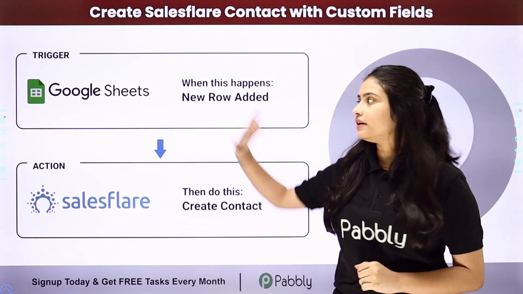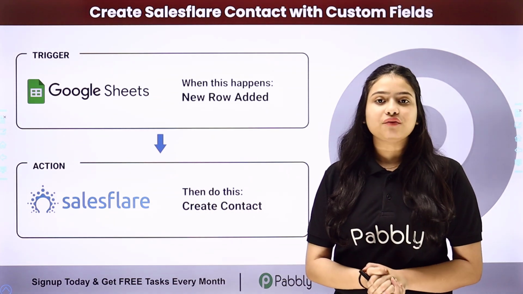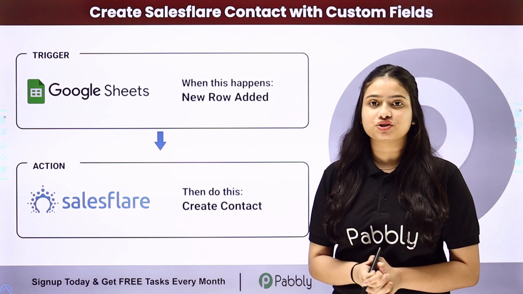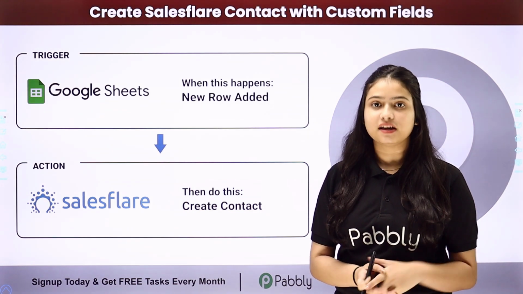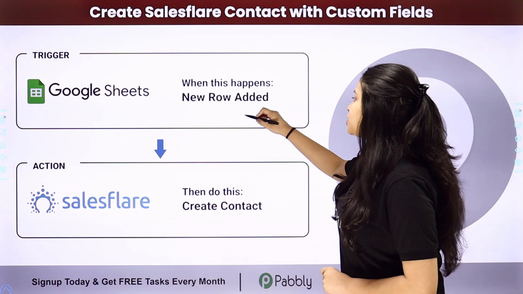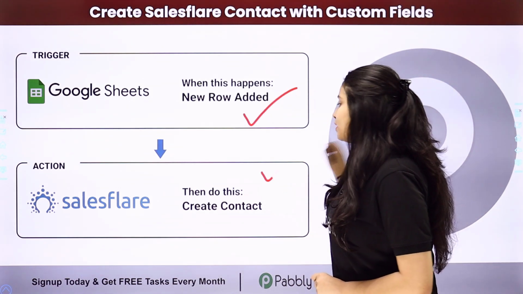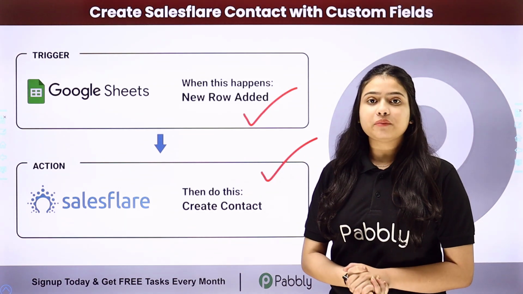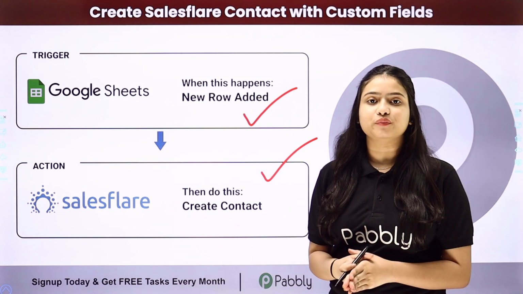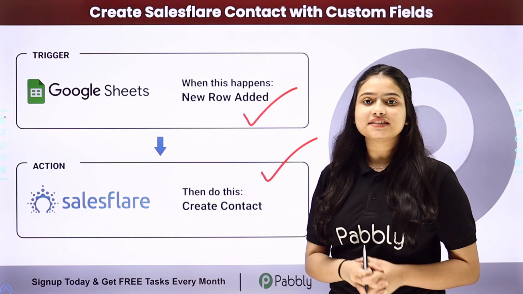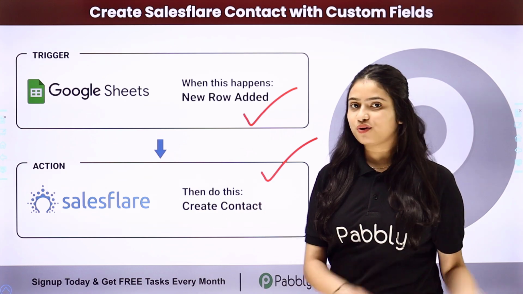For this, we will have to integrate both these applications, and we are going to do that with the help of an amazing automation and integration software, Pabbly Connect. So we have Google Sheets in our trigger and Salesflare in our action. We will be connecting both of them by using Pabbly Connect in order to automate this entire process. And to learn this entire automation step by step, let me take you all to my screen.